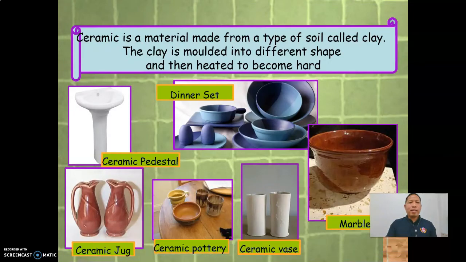So, last one, ceramic. Ceramic is a material made from a type of soil called clay. Clay is molded into different shapes and then heated to become hard. So ceramic pedestal, tea set, marbles, ceramic vase, ceramic pitcher, ceramic jug. These are made of a material called ceramic. And again, it's a type of soil. C E R A M I C, ceramic.